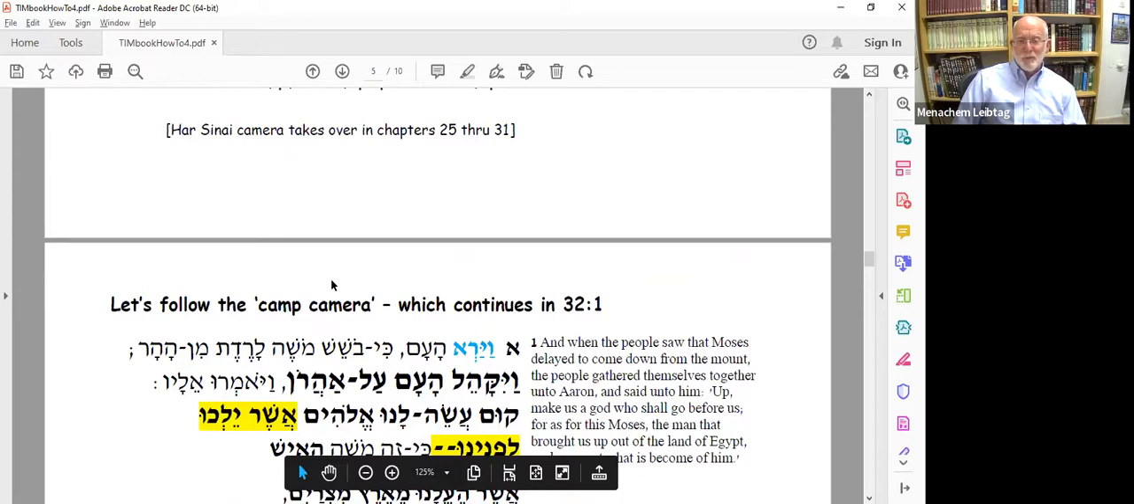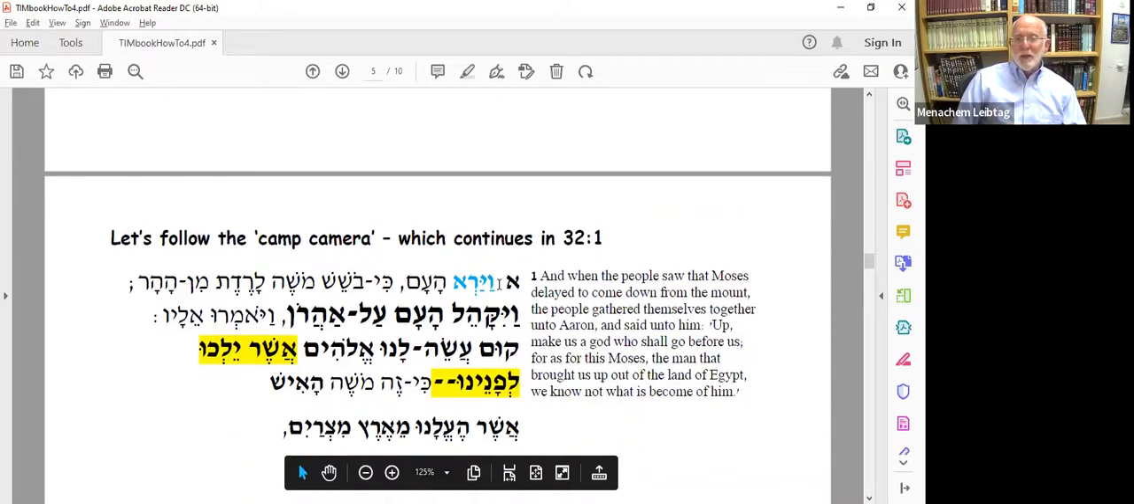didn't survive the fire. Now, I'm making the word Vayar blue on purpose, relating to sight a little bit. But the Vayar doesn't mean to see in the physical sense, but rather they understood. They reach a conclusion, like in English, when you say you see what he's saying, or you see what I mean. So the people see, or understand, that Moshe is delayed from coming.